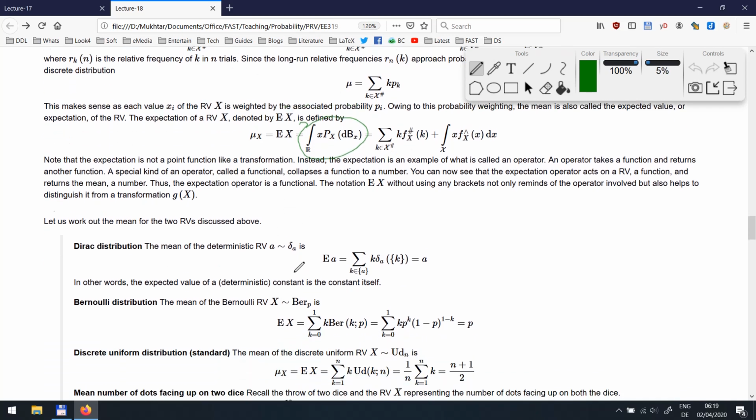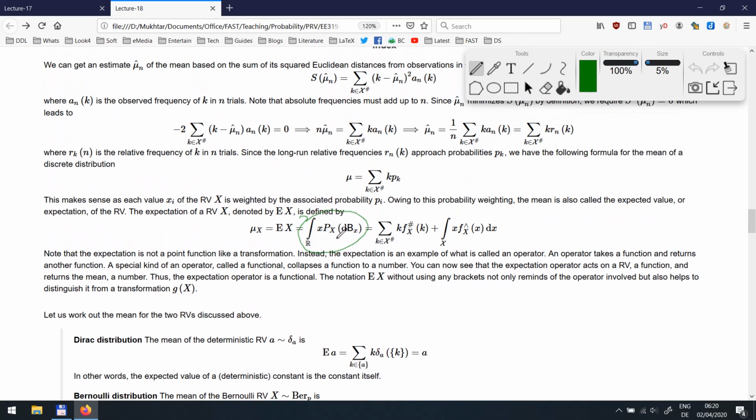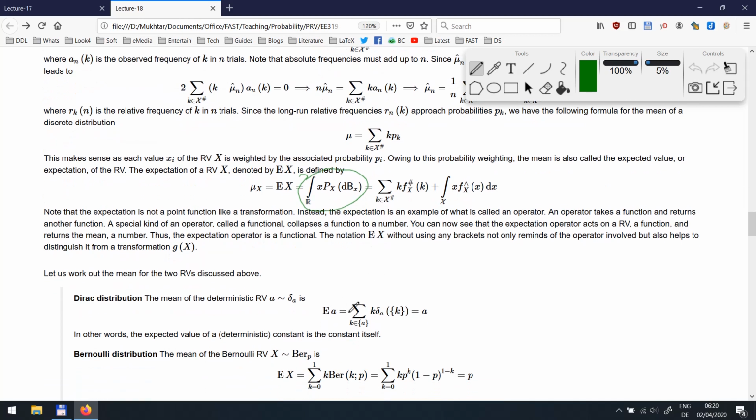So let's take a few cases, because we did this last time as well. For the first few examples, because now we are dealing with discrete random variables, it is better to keep this definition in mind, where you just take the weighted sum of all possible values, and weighting is done by probability. So let's start with the Dirac distribution.